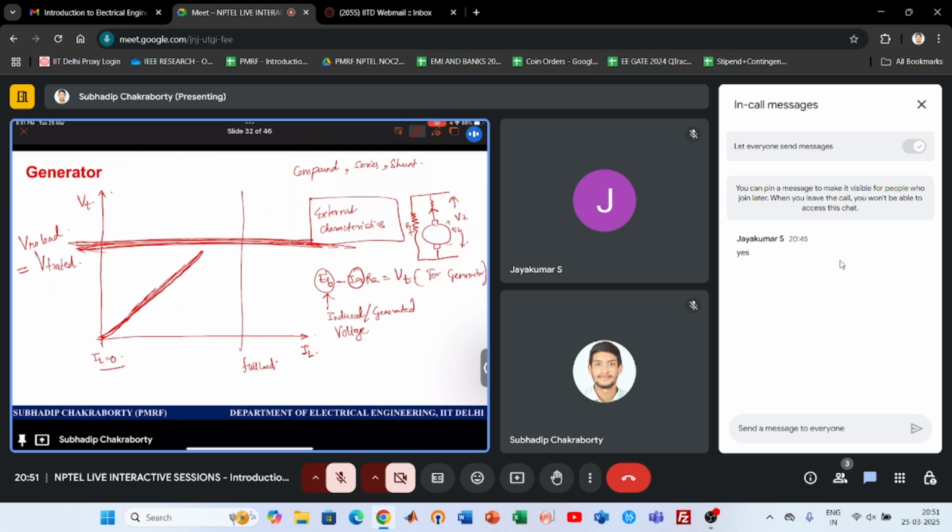IA or IL, because IF is very small, right? So you can write, this is IA, this is IF. IF is going into the field, and this is the net current, IL. So what I can write, IA equal to IF plus IL.